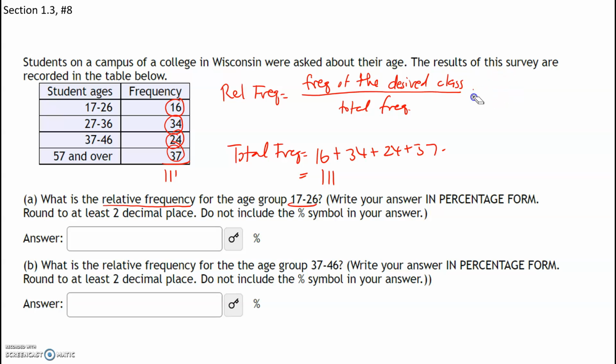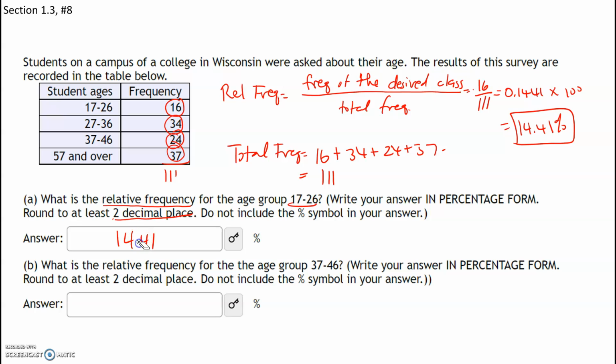Let me write that down here. This is going to be 16 over 111. If we take 16 and divide that by 111, that's going to give us 0.1441. But notice that they want the answer in percentage form. So to convert a decimal into a percent, we multiply this by 100, and this is going to give you 14.41%. We want to round our answer to two decimal places, so we have 14.41%.